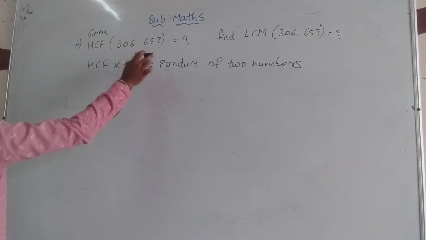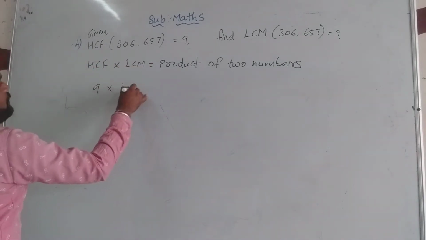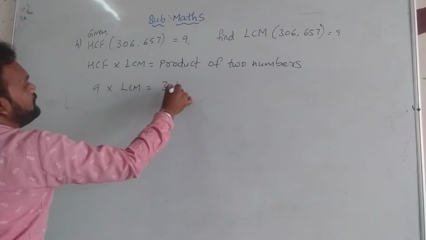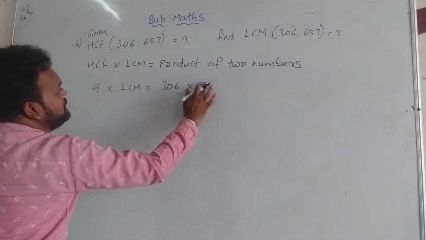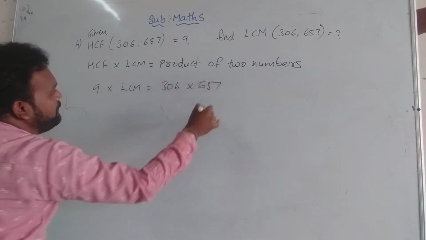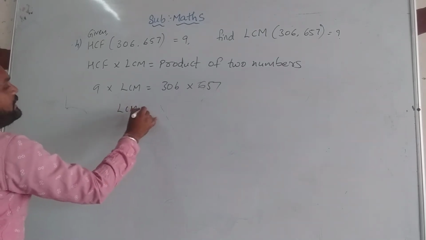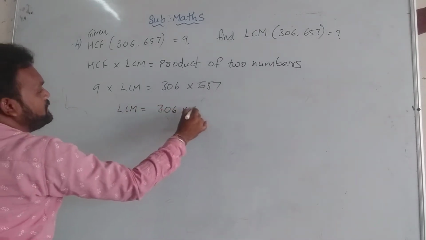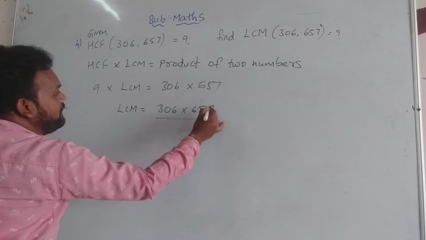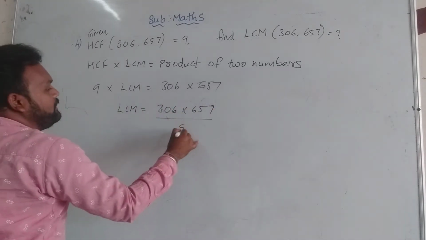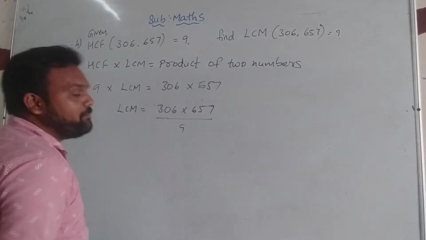See, the HCF is given as 9. We should find out the LCM. The product of the two numbers is 306 into 657. Now we should find out the LCM. See, 306 into 657 as it is, I will write it divided by 9. Multiplication by 9 on this side becomes division by 9 on the other side.